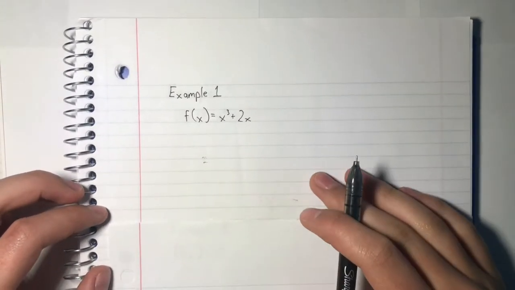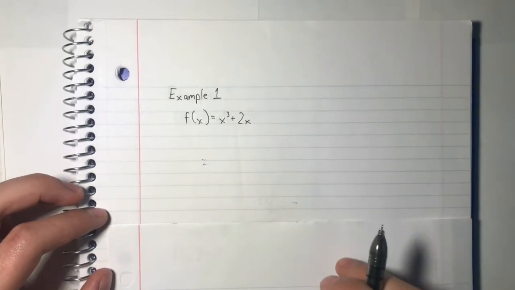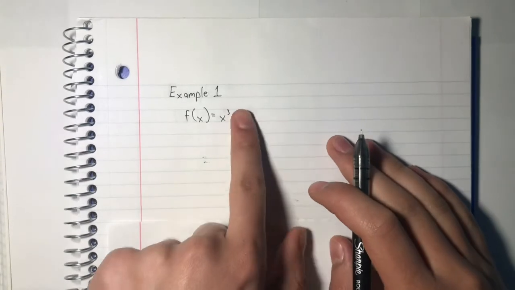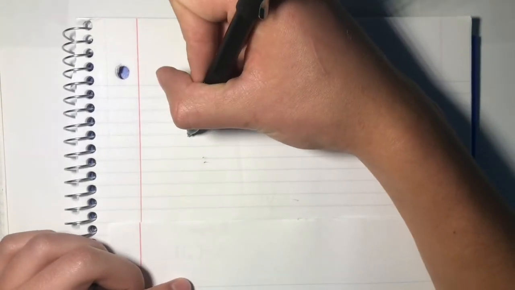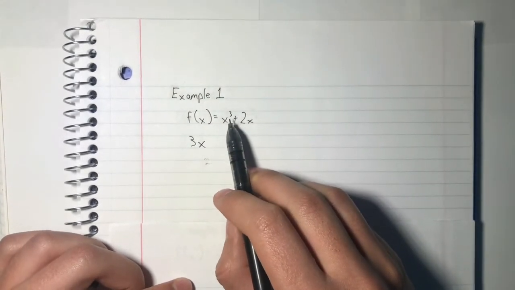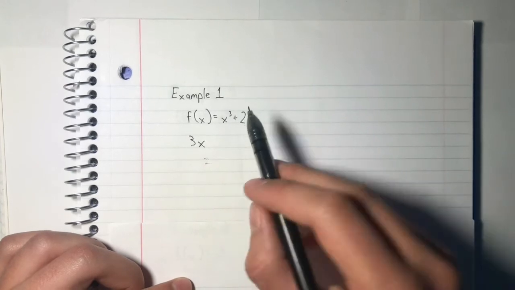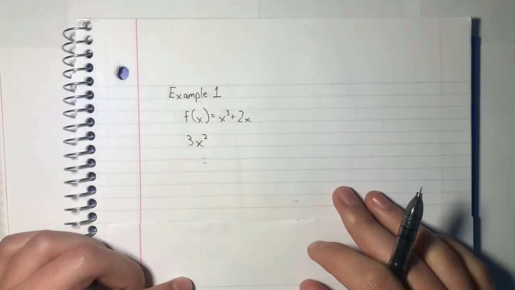Now remember what I told you about n times x to the nth power minus 1. So we're just going to ignore this 2x right here for right now. So we go 3x, right? That's our exponent. So now we need to do the n minus 1. So 3 minus 1 equals 2. So we get 3x squared.